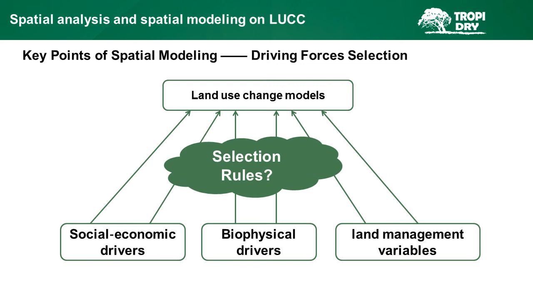Generally, drivers are subdivided into three groups: social-economic drivers, biophysical drivers, and land management variables. The selection of driving forces is significantly dependent on the simplification made and the theoretical and behavioral assumptions used in modeling the land use change system.